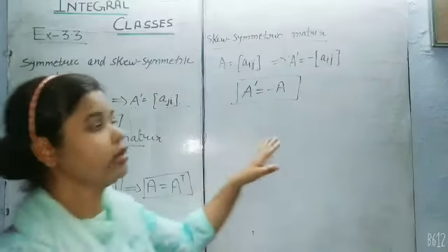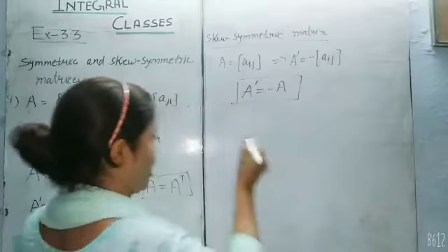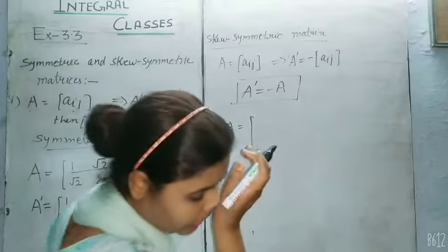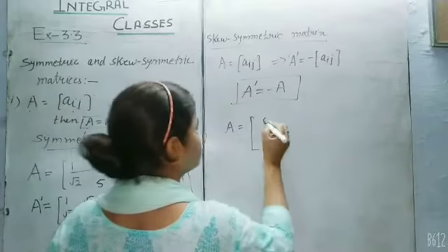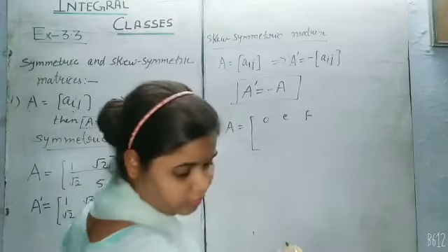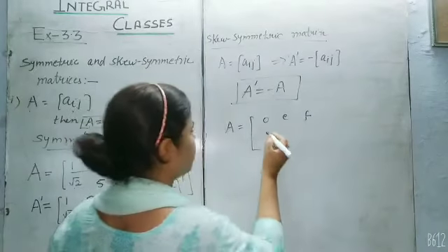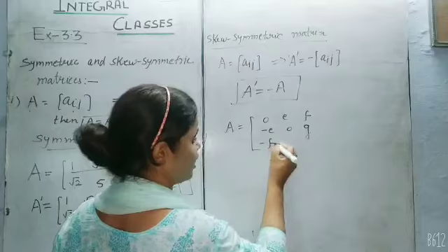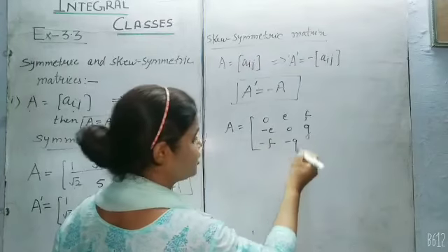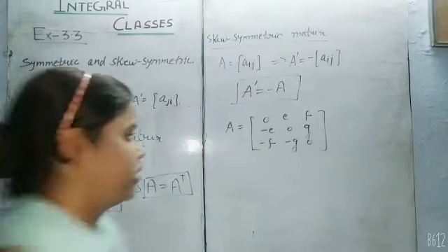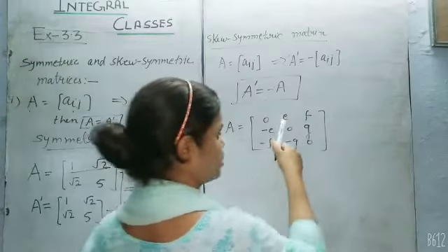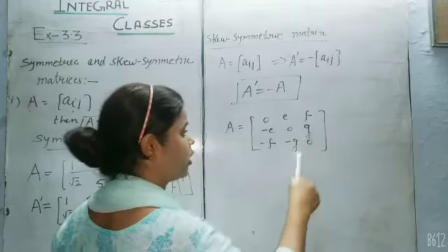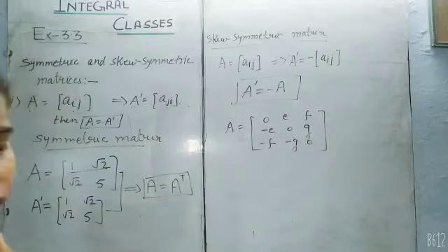Let me explain by an example also. A is a given matrix: 0, e, f; minus e, 0, g; minus f, minus g, 0. It is a 3 cross 3 matrix. It is a square matrix. How many rows? 1, 2, 3. How many columns? 1, 2, 3. So this is a square matrix.